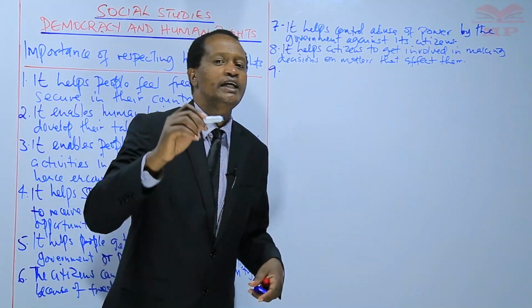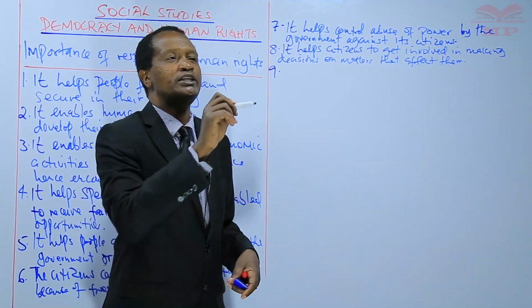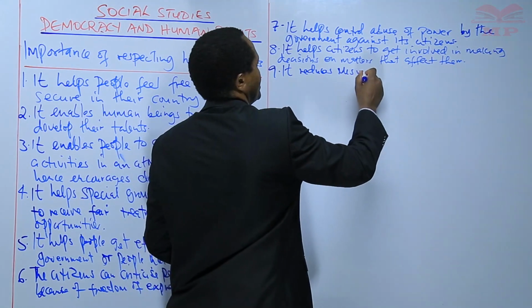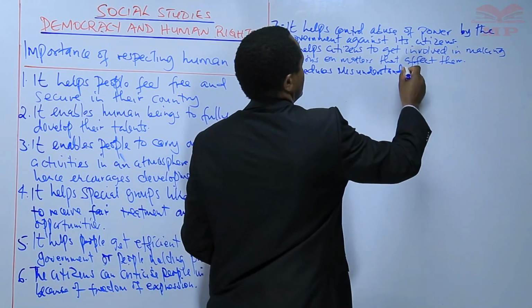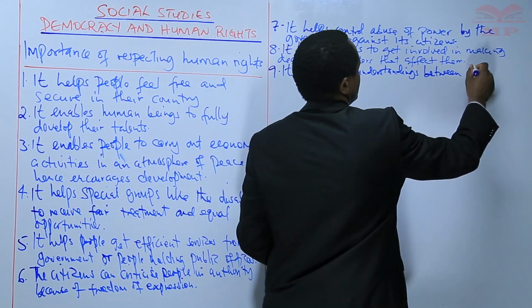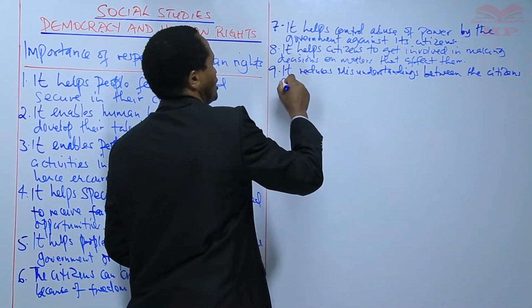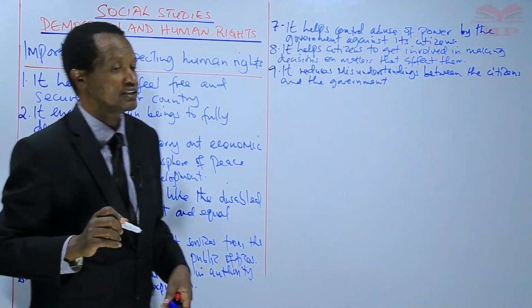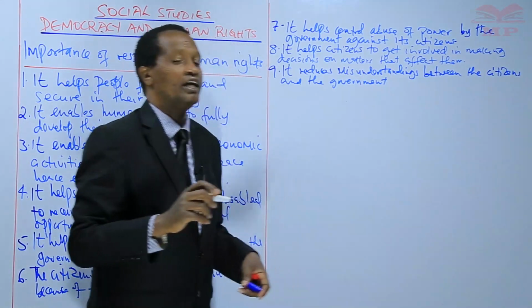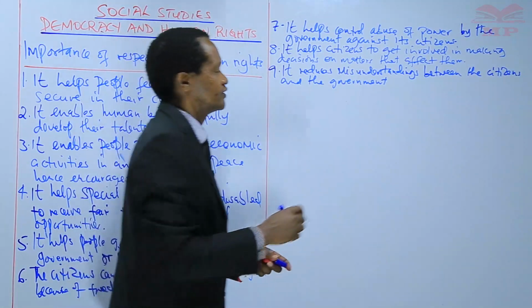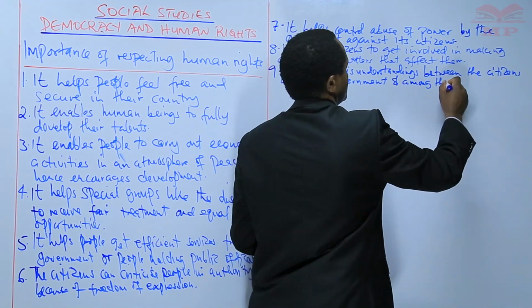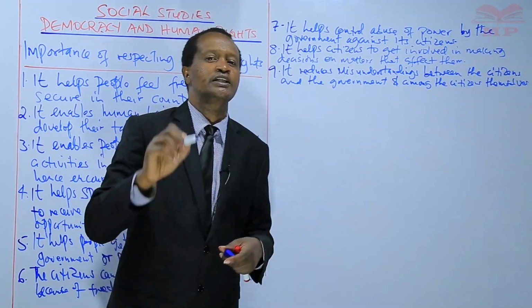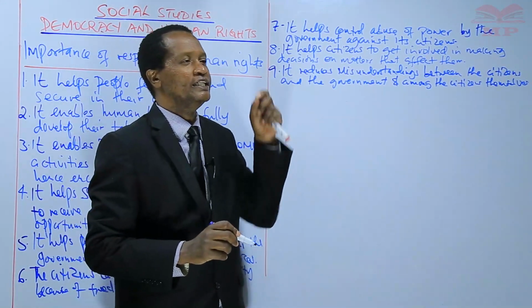Then number 9, it reduces misunderstandings between the citizens and the government, and also among the citizens themselves. This helps to promote what we call national unity.